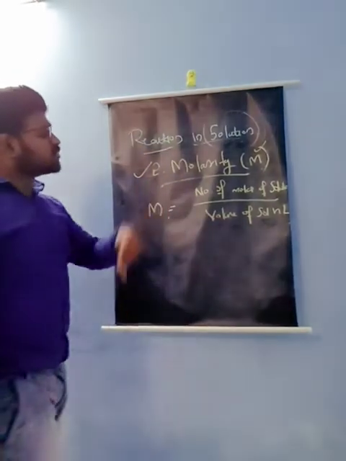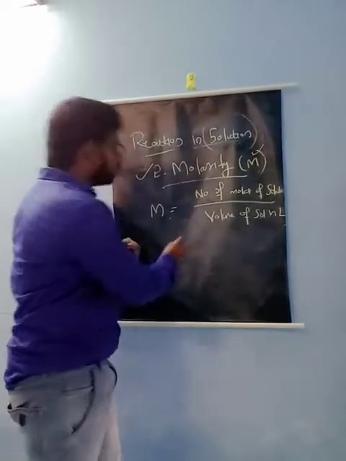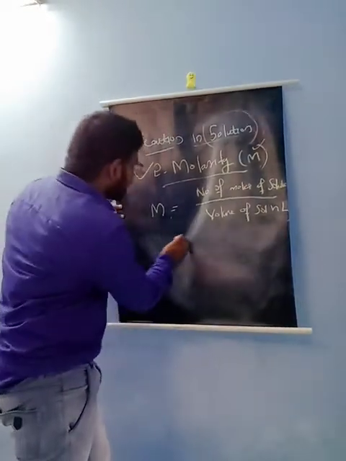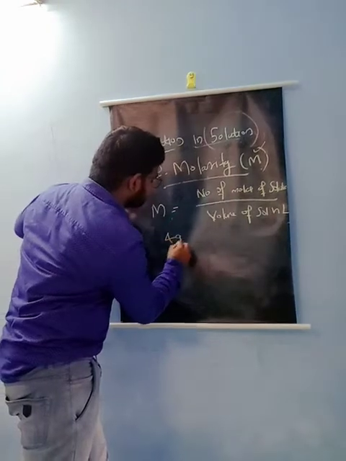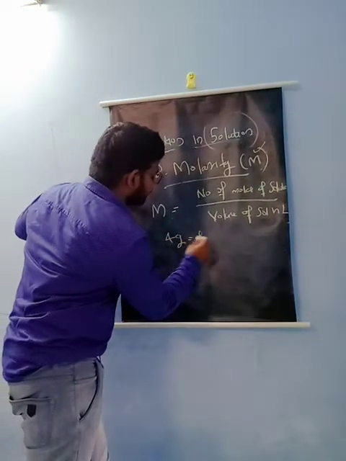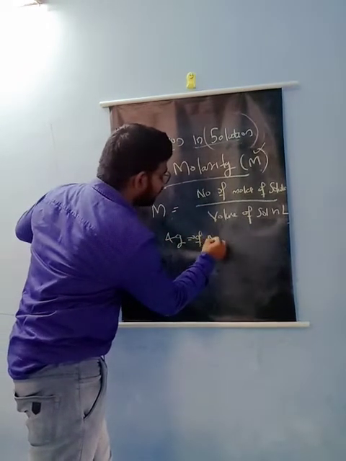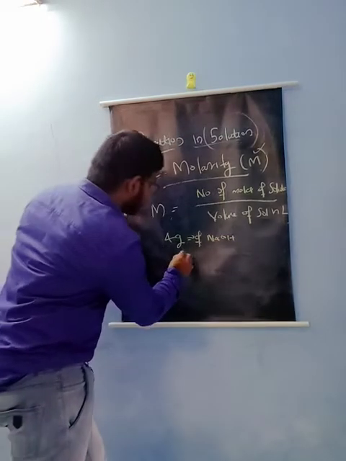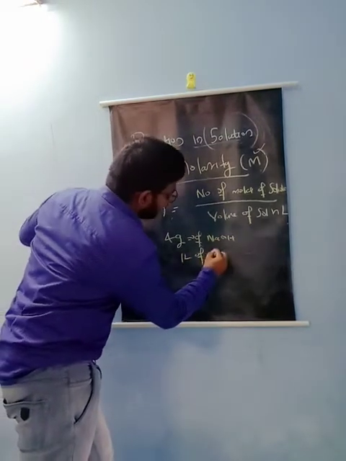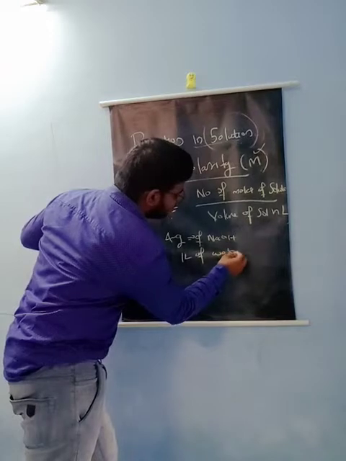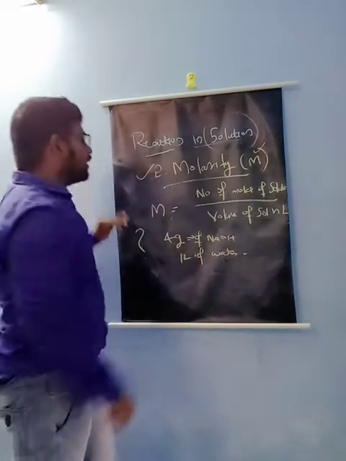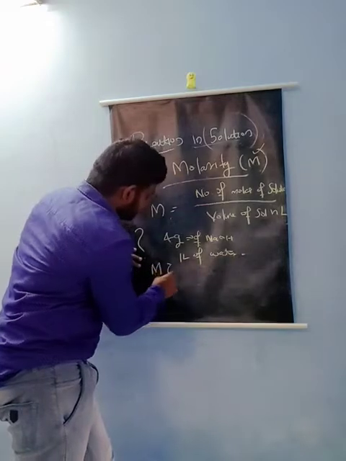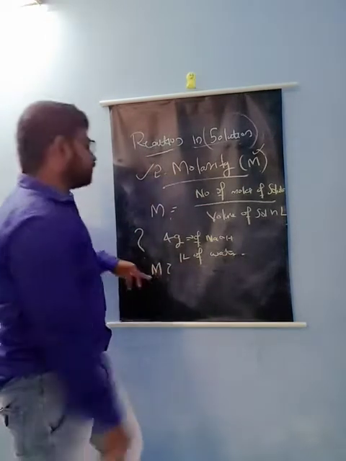So, number of moles of solute. If we are given 4 gram of NaOH, sodium hydroxide, in 1 liter of water, the question is, determine the molarity of this solution. The question is, what is M?